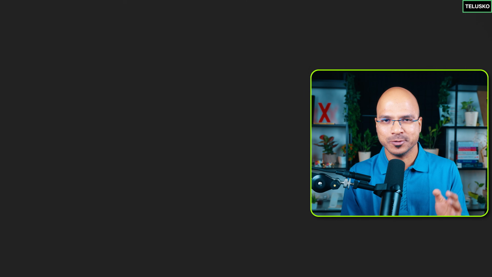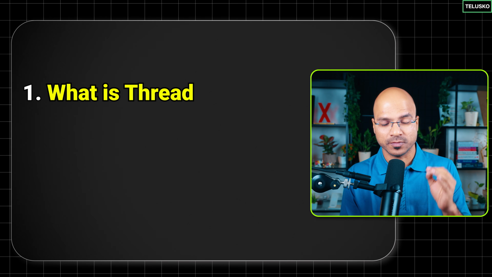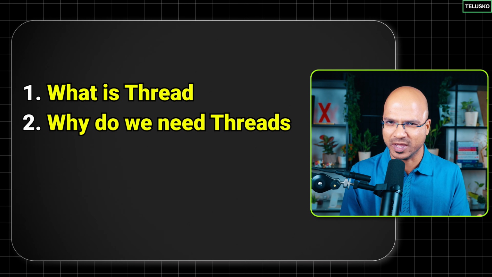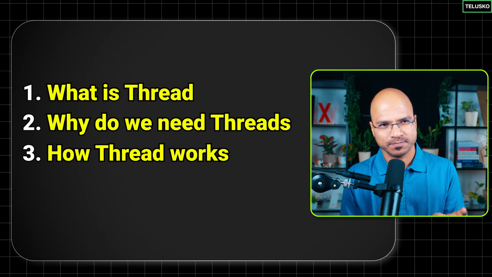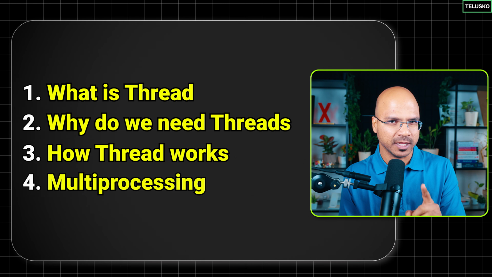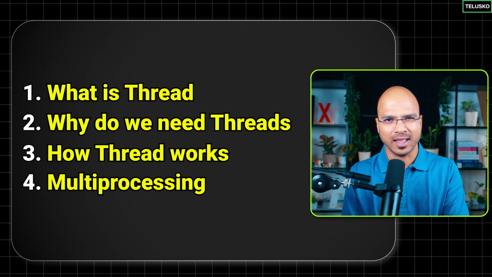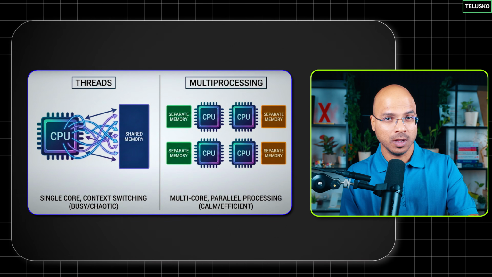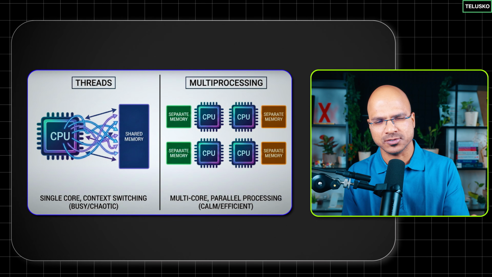So basically, we'll work with threads. Now, in this particular section or video, depending upon how you're watching this, we are going to talk about what is thread. We are going to talk about why do we need threads and how exactly it works. And then we'll also move towards multiprocessing. So we'll try to understand how multiprocessing can be useful over threads in some use cases.